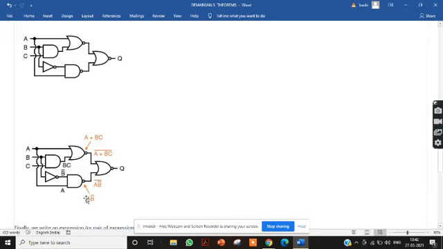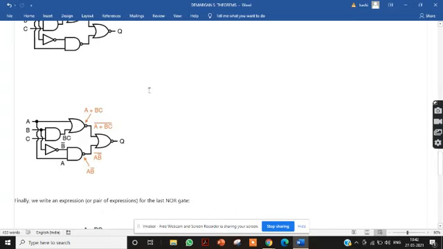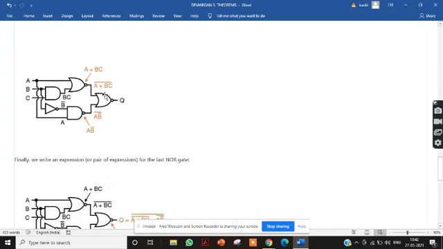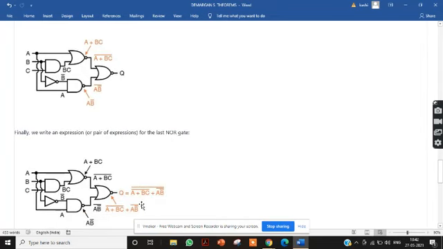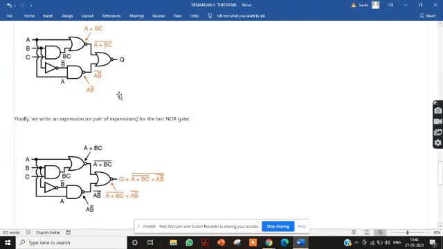This gives AB bar up to this AB bar. Why is this an AND gate? Here we have a circle, so this becomes AB bar whole bar. So what is your final step? A plus BC bar, A plus BC bar plus AB bar, AB bar whole bar, because this is how the NOR gate works.